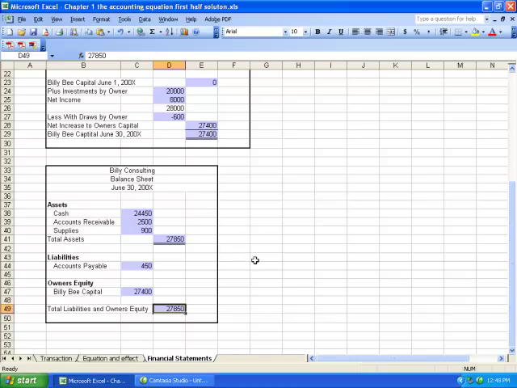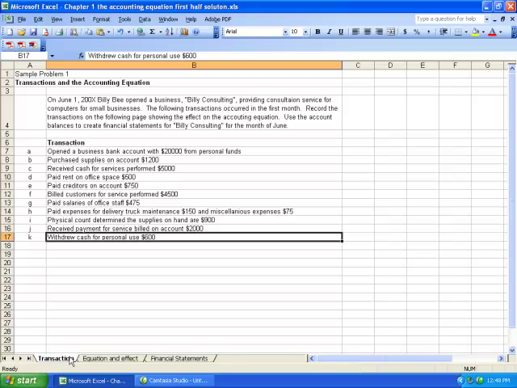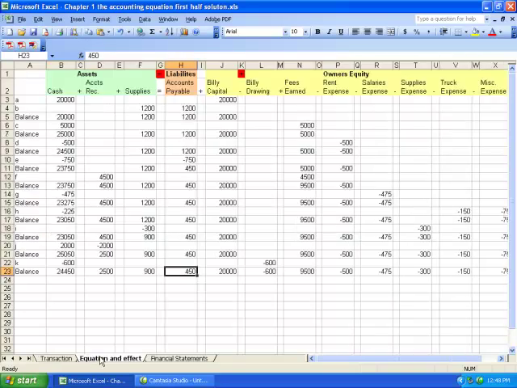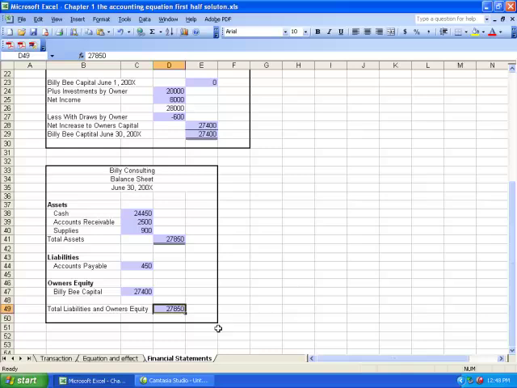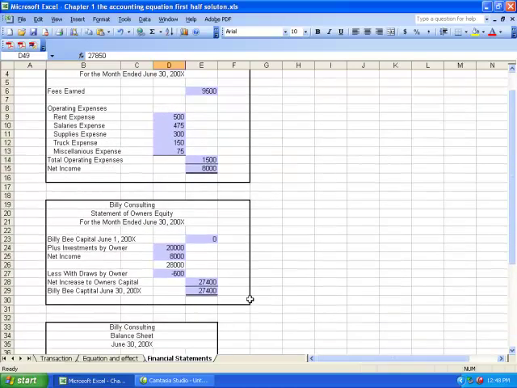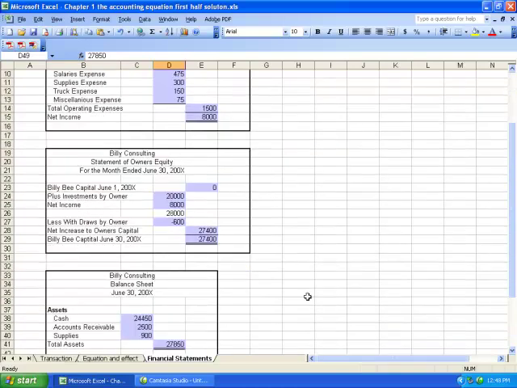I hope this demonstration has helped you in understanding how to take information from transactions to recording transactions to creating reports that are usable by stakeholders in the form of financial statements.